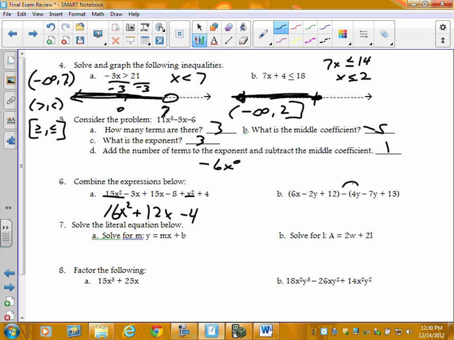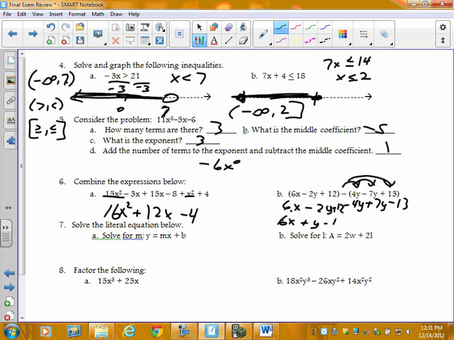Over here, you gotta use the distributive property. That changes that to a -4y plus 7y, -13. So you got 6x minus 2y. 6x minus 2y and minus 2y is, yeah. So I got 2y, 4y. That's 6y plus y. 12 minus that is -1.